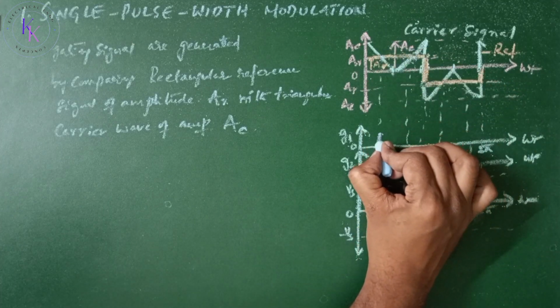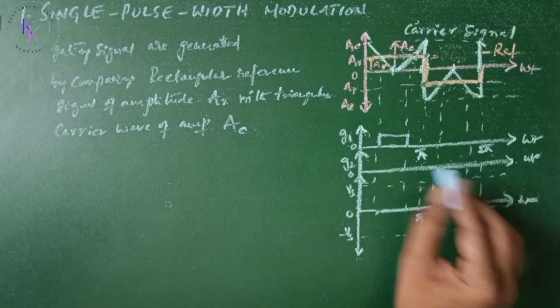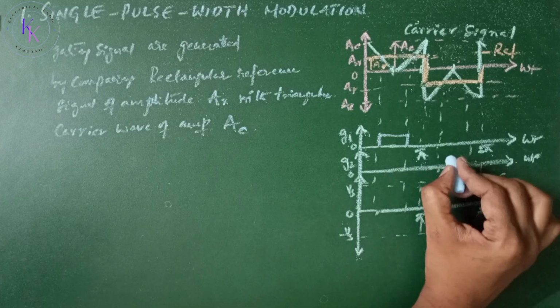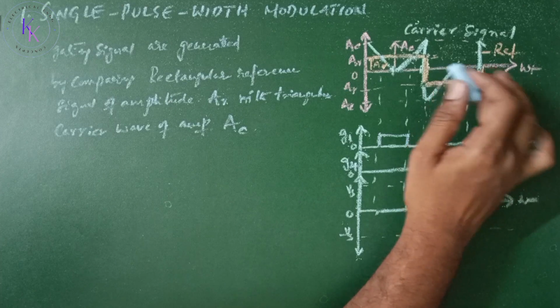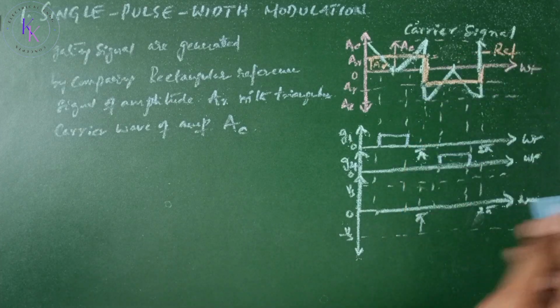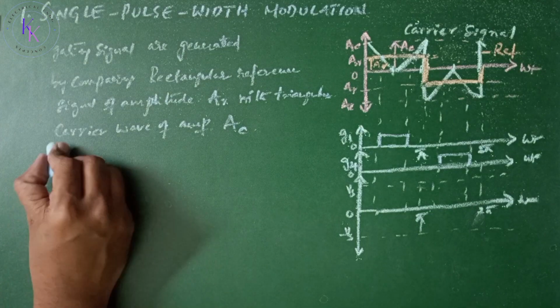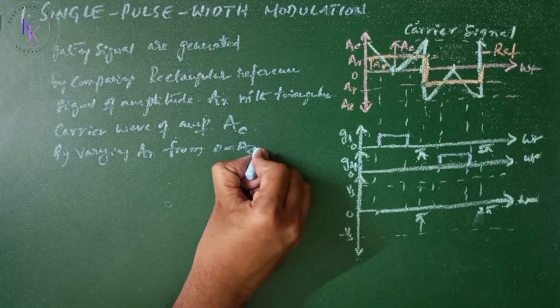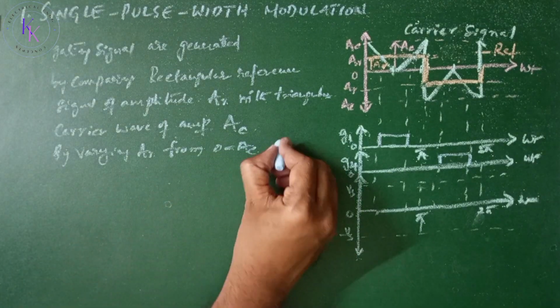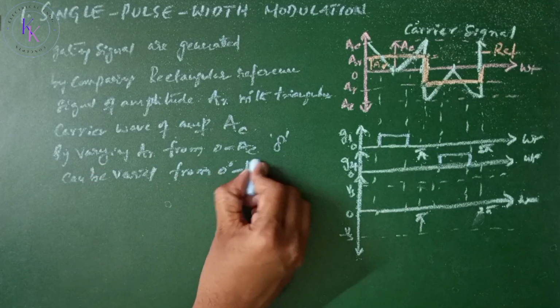So in between that there will be a gating signal for transistor Q1 between 0 and pi, and for the negative half, Q4 will be triggered in the same way in between these 2 points, where the carrier signal is less than the reference signal. The frequency of the reference signal determines the fundamental frequency of the output voltage. By varying AR from 0 to AC, the pulse width delta can be varied from 0 to 180 degrees.